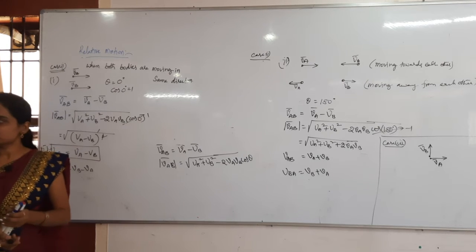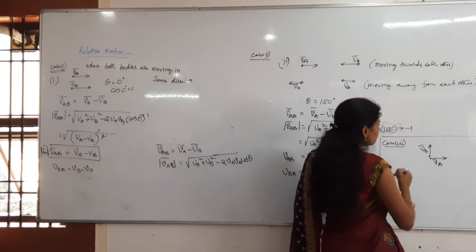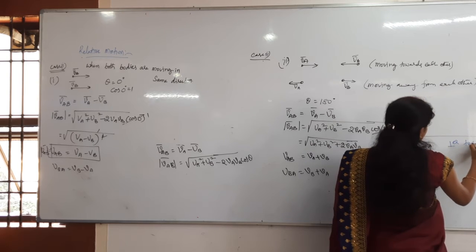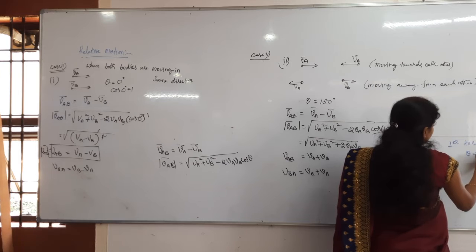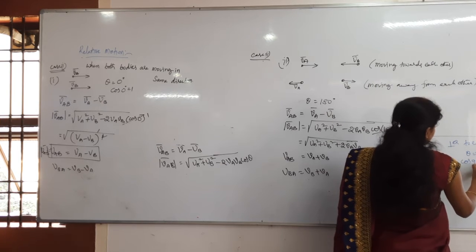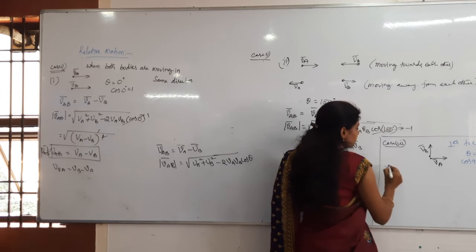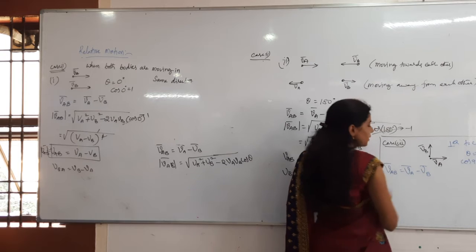So now whenever both the bodies are moving perpendicular to each other, what is the angle between them? 90. The angle between them is 90. Cos 90 is how much? 0. Then the velocity of A with respect to B is equal to VA bar minus VB bar.